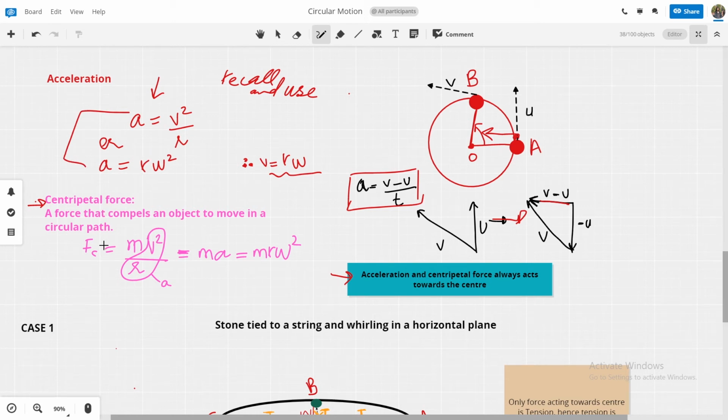Moving on to centripetal force, we have been learning that centripetal force is equal to m v square over r. Substituting v square over r with a gives us m a, which is F is equal to m a, the resultant force. And then again, substituting a with r omega square. So we have three formulas for centripetal force.